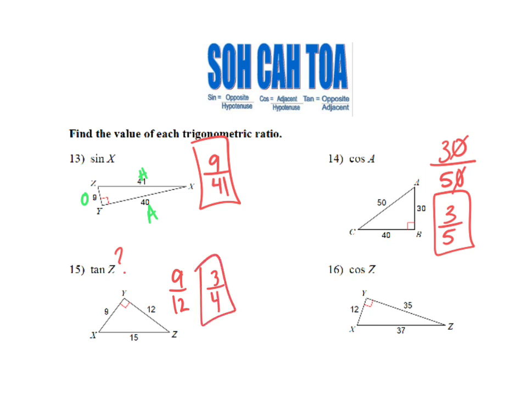All right, now try cosine Z. All right, cosine is adjacent over hypotenuse. Looking at this triangle, the 37 is your hypotenuse, the 35 is the adjacent. You should have 35 over 37.